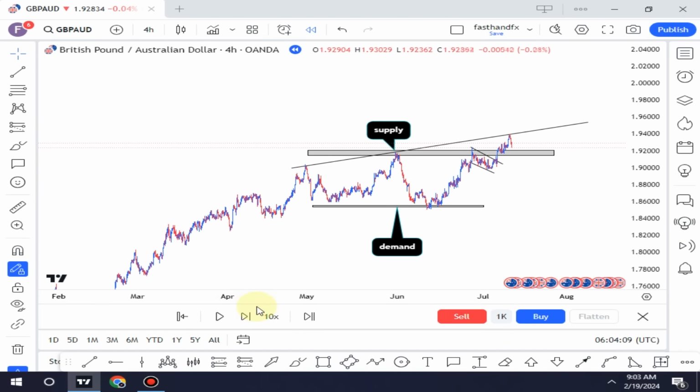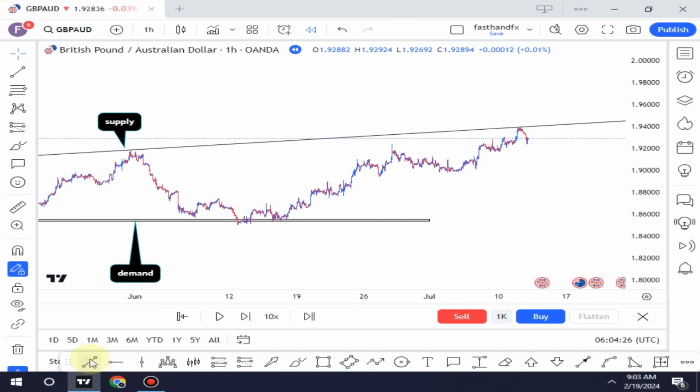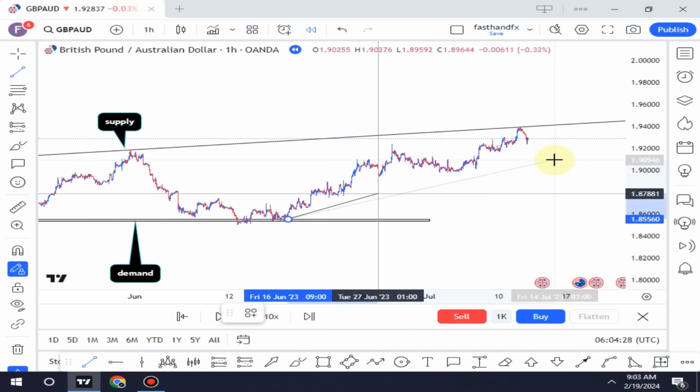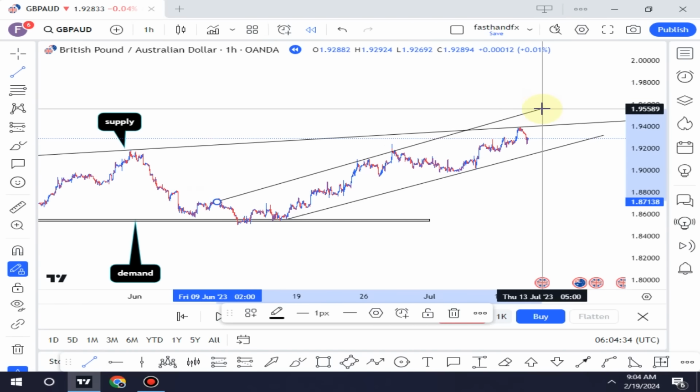Right there. Now the market has hit that resistance. So from that level, we understand that we should go to the lower time frame and maybe start looking for our sell position. All right. Now on the H1, once again, we bring in the trend.